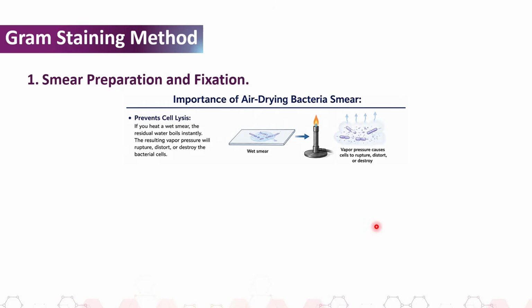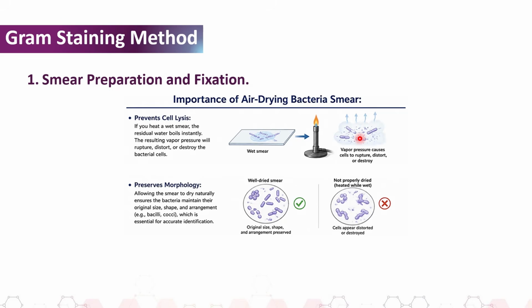So now let's look at the importance of the air drying of the bacteria. One is that it prevents cell lysis. This is because whenever we heat a wet smear, the residual water boils instantly, and as a result vapor pressure is built, and this vapor pressure causes the cells to rupture, distort, or destroy them.